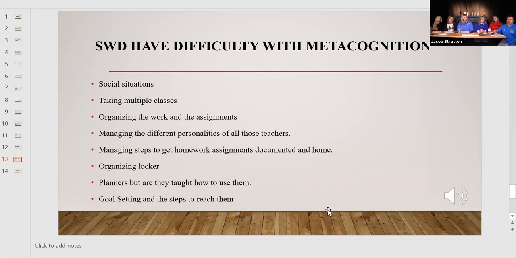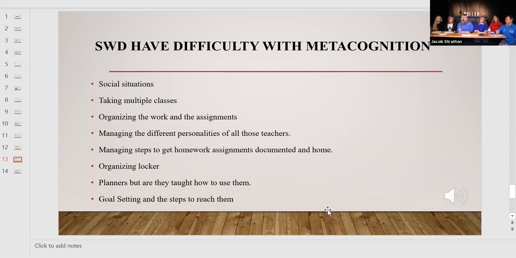So a lot of times we as educators need to go back and teach social skills in small groups and have complete small group activities with these kids so that when they get into these social settings, they'll have appropriate ways to deal with how to talk to individuals, how to introduce themselves, carry on conversations, and so on.